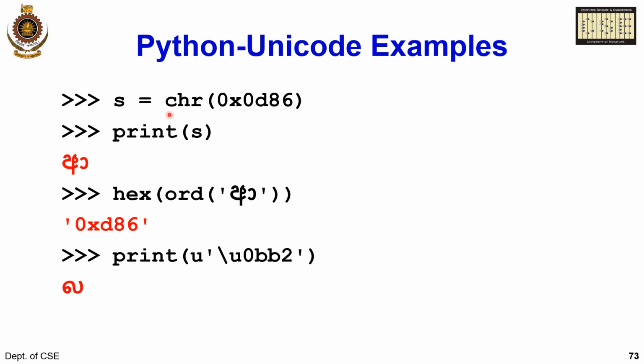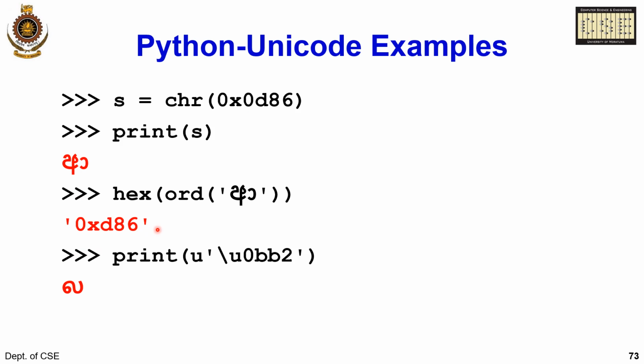Okay, that's using chr. Then with ord, this will return the decimal value of a given Unicode character. So we give a Unicode character as the argument. Then with ord, we can get the corresponding decimal value, and then we can convert it into hex with the hex function. And this is printed here. We have 0x, which says hexadecimal, and D86. Just note that here we had the leading 0 and now we don't have it. That's not a problem. But this is hexadecimal D86.